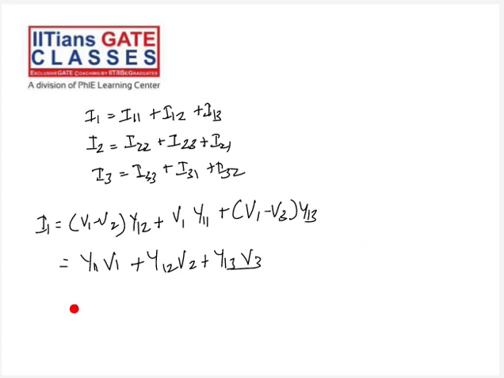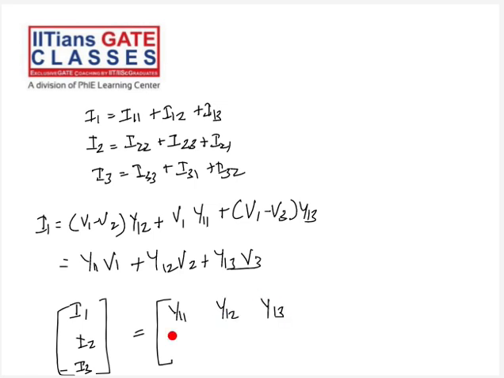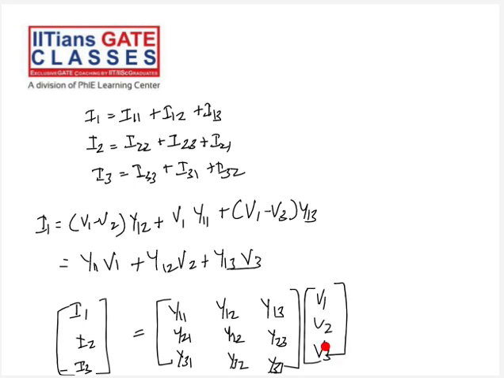So you will get I1, I2, I3 is the same as the matrix of Y11, Y12, Y13, Y21, Y22, Y23, Y31, Y32, Y33 into V1, V2, V3. So this is where we learned the Y bus, right?